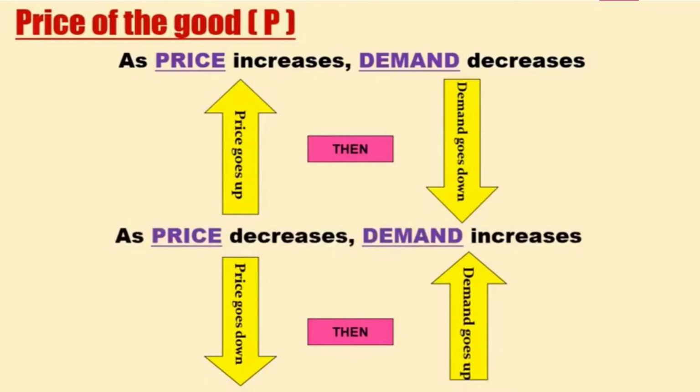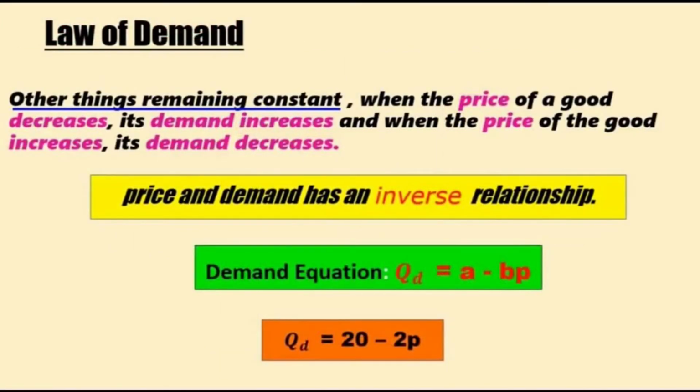So price goes up, then the demand goes down. As the price decreases, demand increases. So price goes down, then the demand also goes up. So next you can see the law of demand. So what is the meaning of the law of demand? You can see, other things being constant, when the price of the good decreases, its demand increases, and when the price of the commodity increases, its demand decreases.